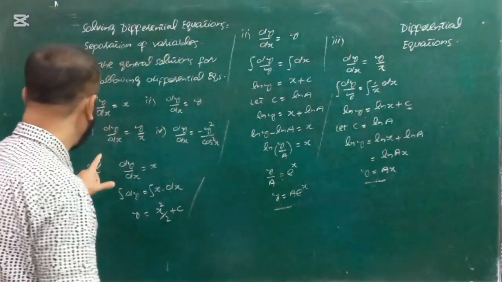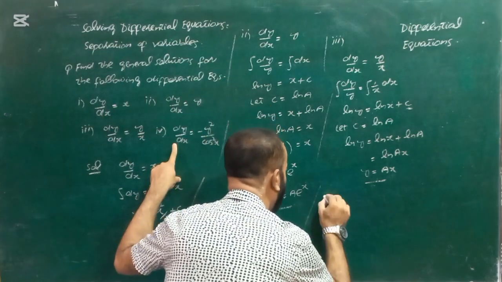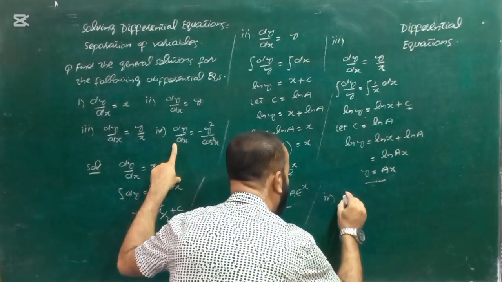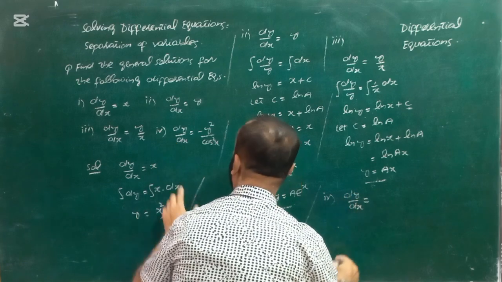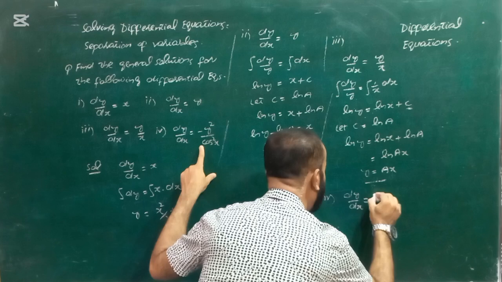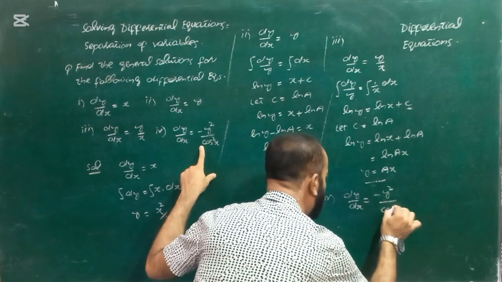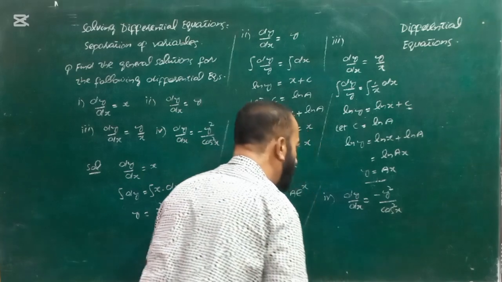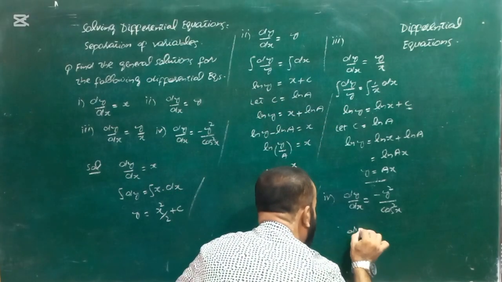Now the fourth and final part is dy by dx is equal to minus pi square over cos square x. Okay, first separating y values on the left side, so it will become dy.